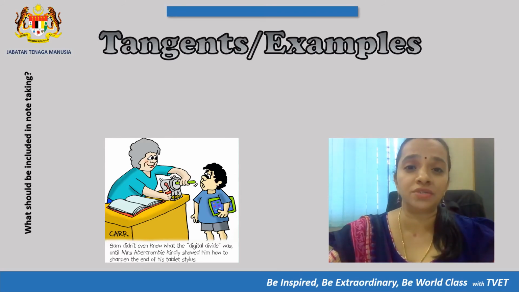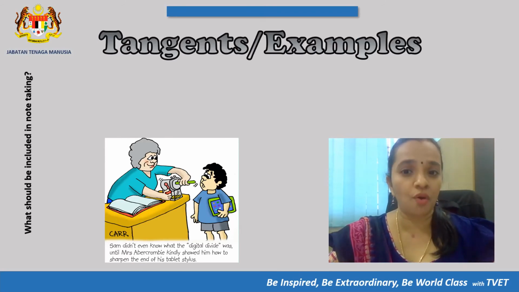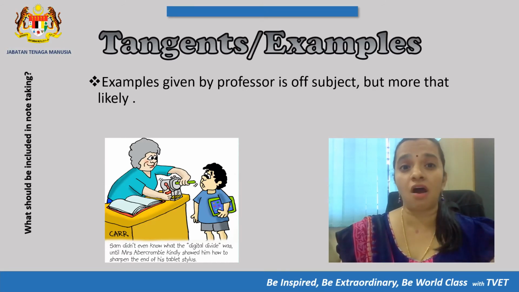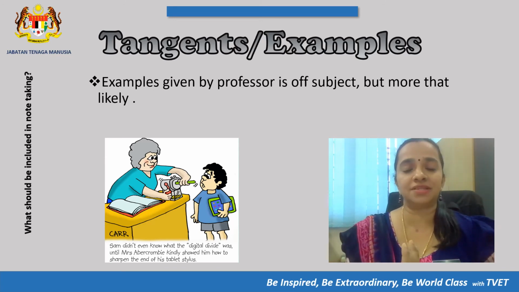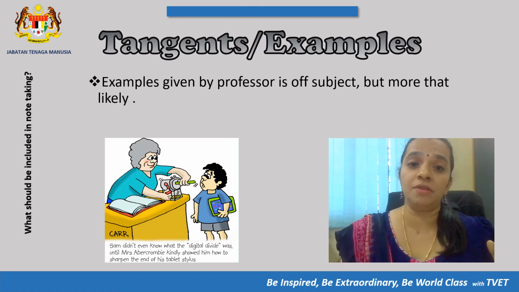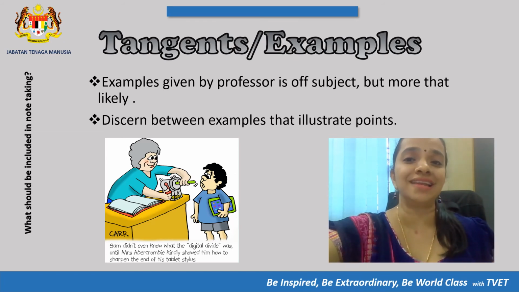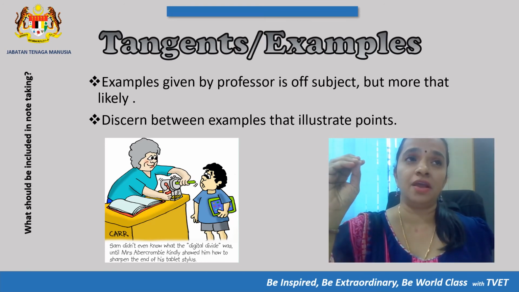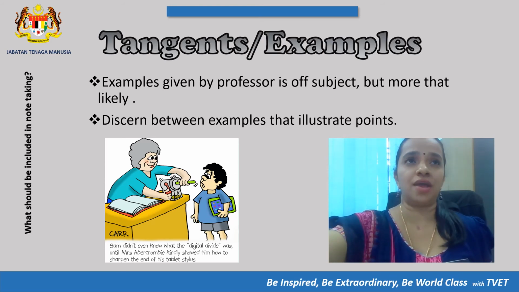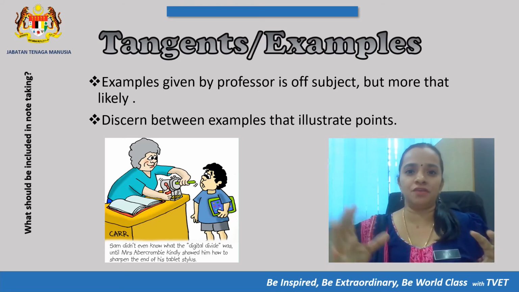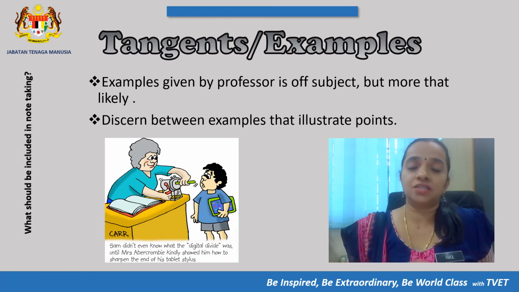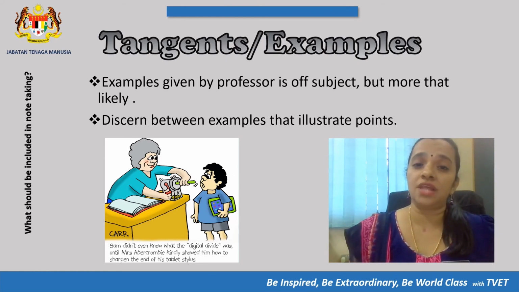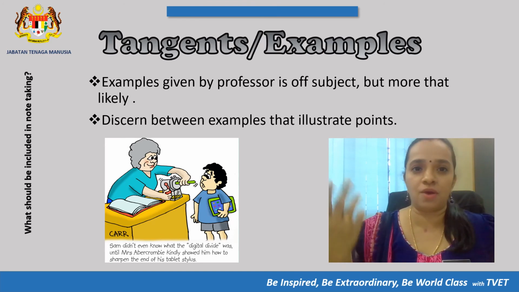While you are doing your note taking, the final thing is to make sure you have your examples or tangents. It may appear that your professor is off subject, but more than likely an example in a real case scenario will be given. The most important thing is to discern between examples that illustrate points of importance and tangents that will not contribute. You must have come across lectures where they say, for example, and they will give you a story, an example or a model. So make sure you take note of the story and jot it down in your notes so that it's easier for you to review and recall what they told in the class.